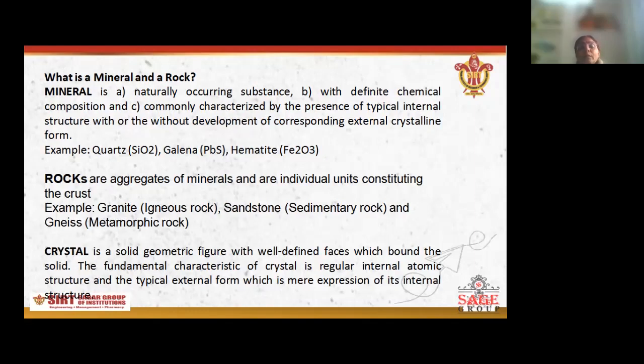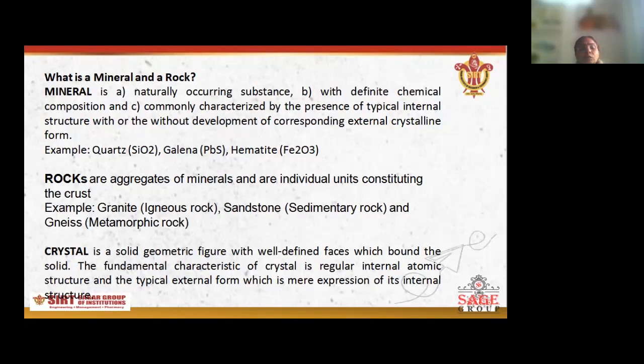So granite is an igneous rock, likewise sandstone and gneiss, schist, marble, all are examples of different types of rock, and they all are considered as rock because they are aggregates of minerals. Some monomineralic rocks are also found in the earth crust, like dunite is a monomineralic rock.